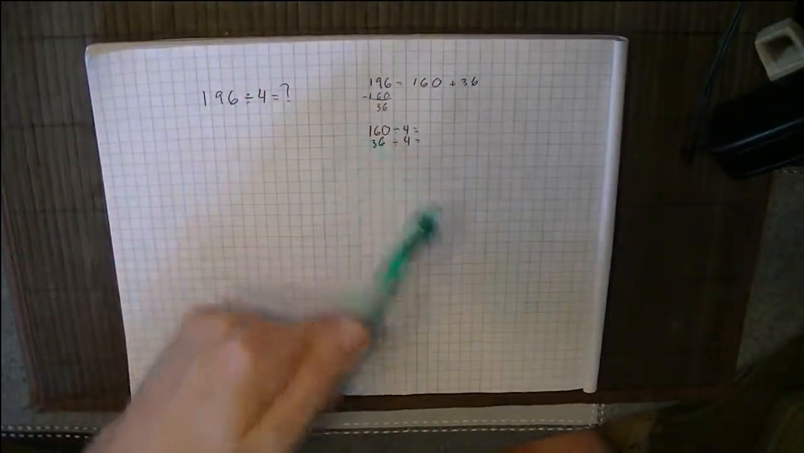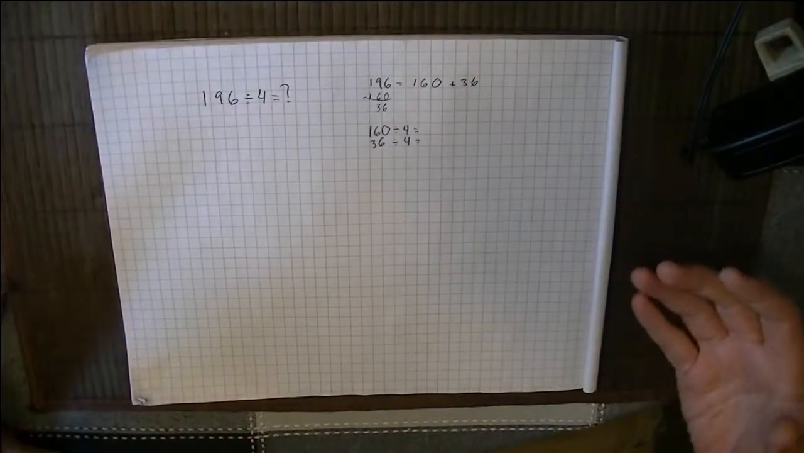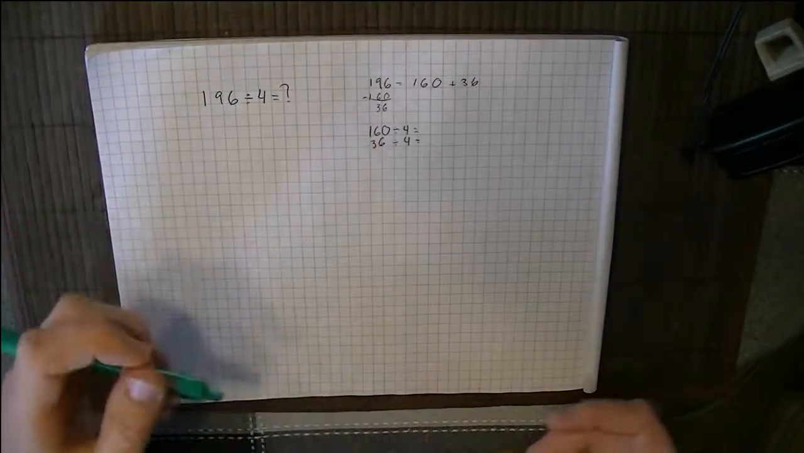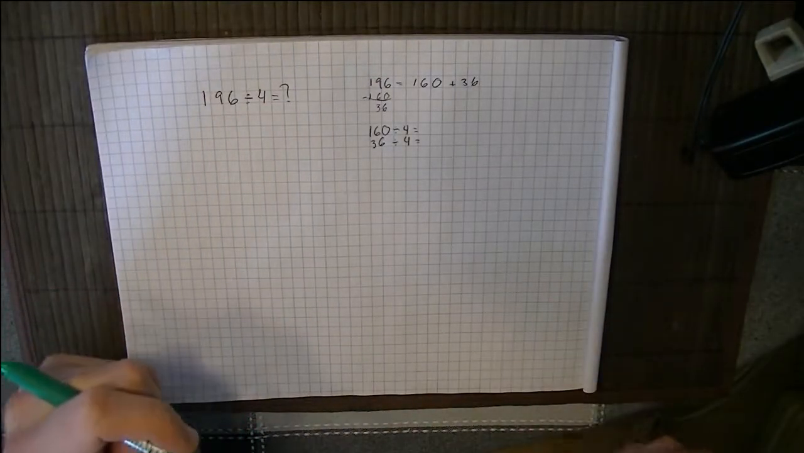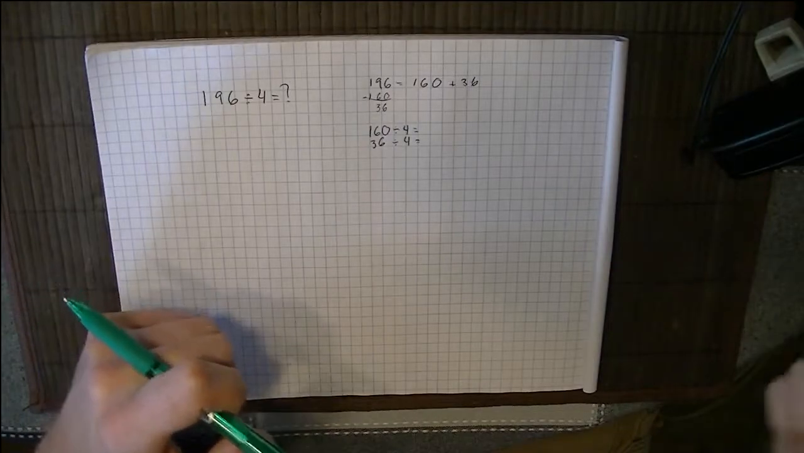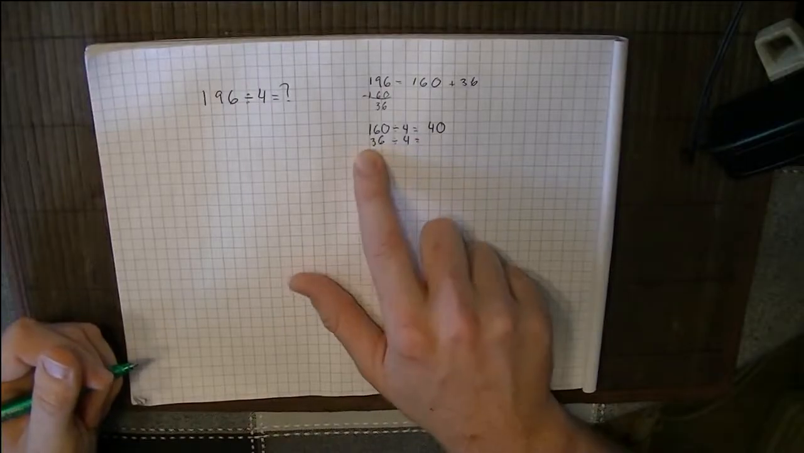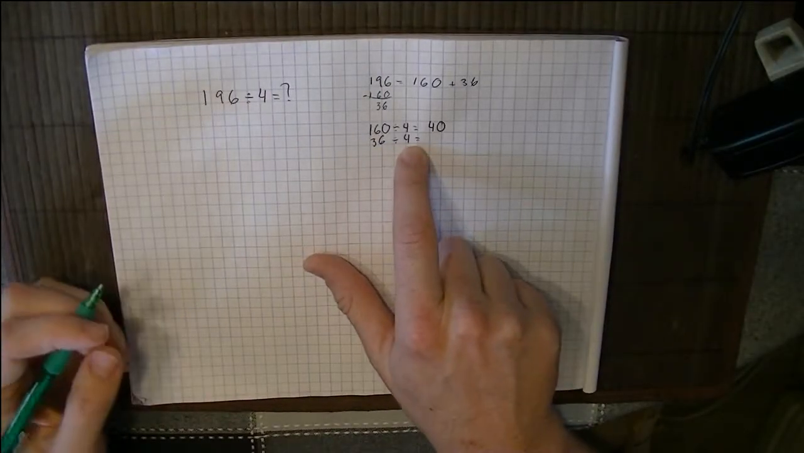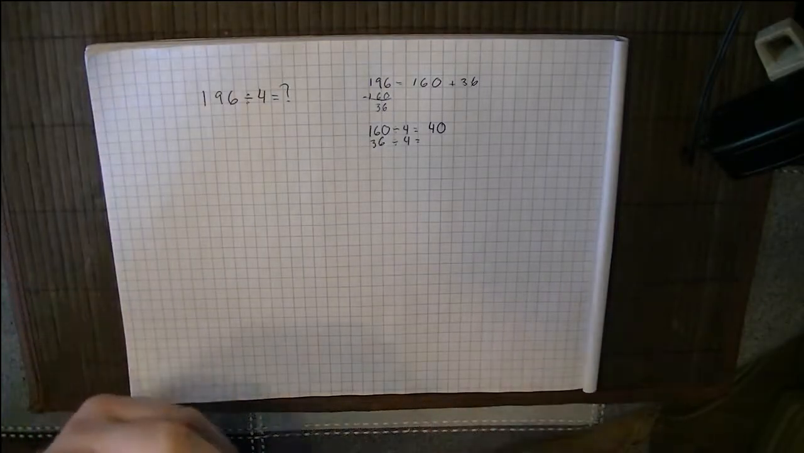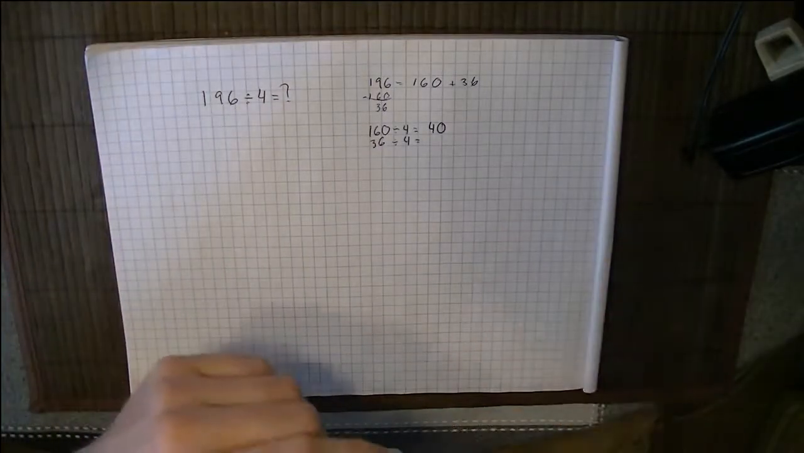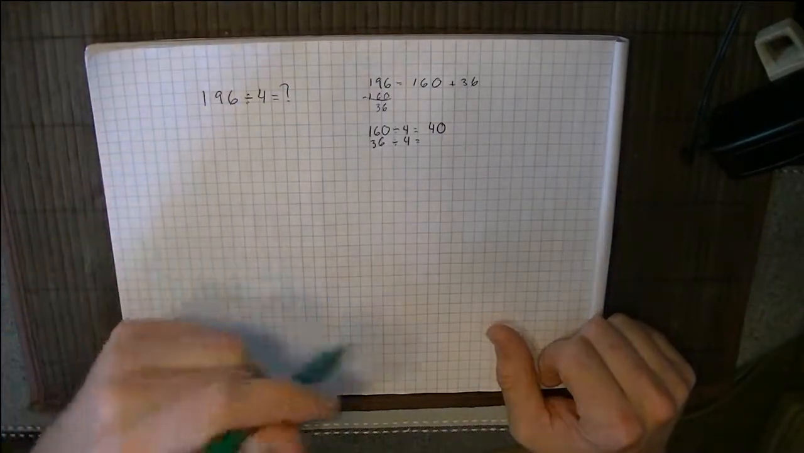Okay, 160 divided by 4, I can do that, right? Because 4 times 4 is 16, so 160 divided by 4 has got to be 4 times 40. So this is going to be 40, right? And 36 divided by 4 is, well, okay, can we do that? Hopefully you recognize, hey, 4 times 9 is 36, so the answer here is going to be 9.